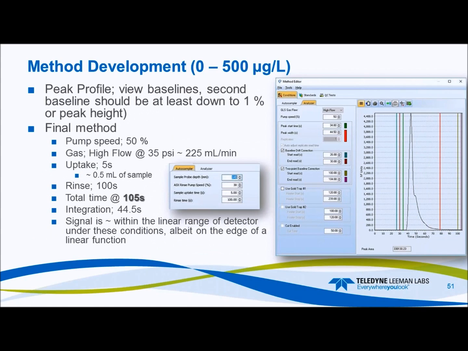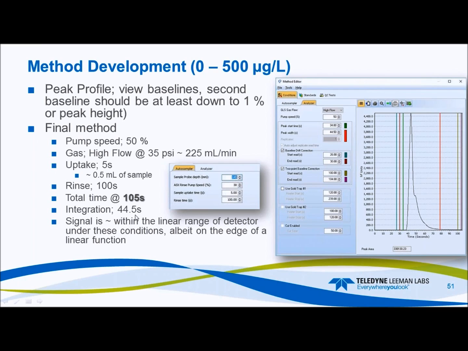So again, while you're in this mode, it's real time, so I can move my timing parameters and see what effect it's going to have on the peak. So the pump rate looks good. Gas flow is high flow at 35 psi, approximately 225 mils a minute. Uptake is 5. It gives us about 0.5 mils of sample. Total analysis time now is 105 seconds.